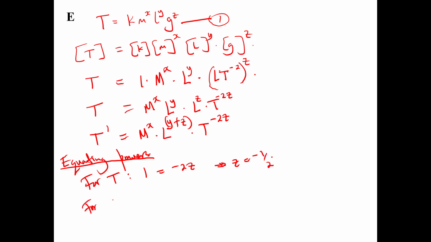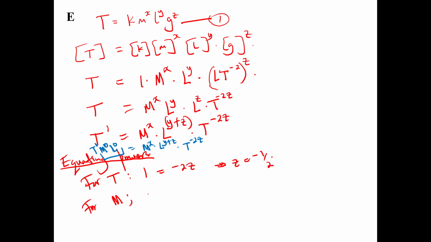Then for capital M, remember that the left side can be written as T power 1, M power 0, L power 0. This is the same as M power x times L power y plus z times T power negative 2. Any number to power 0 is equal to 1. That's why I'm putting the 0 as a power here. So let us continue with our work.